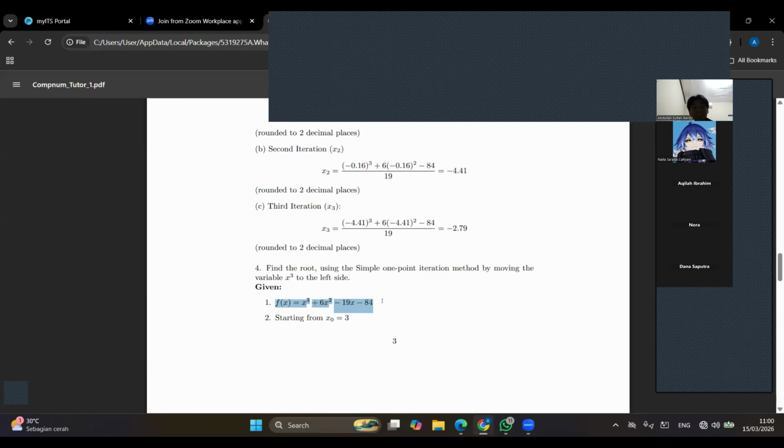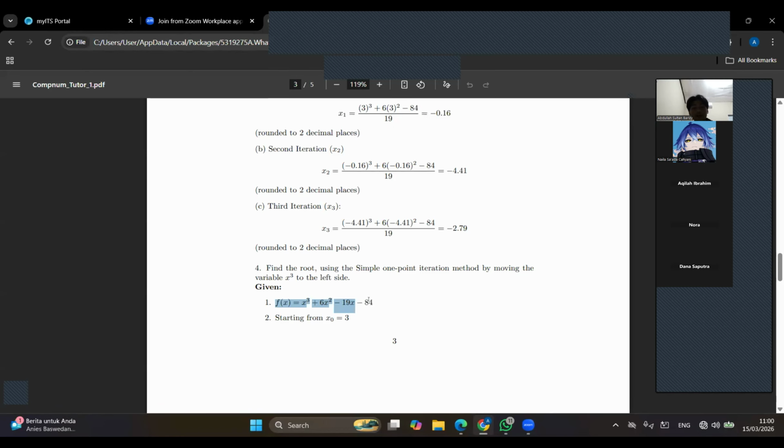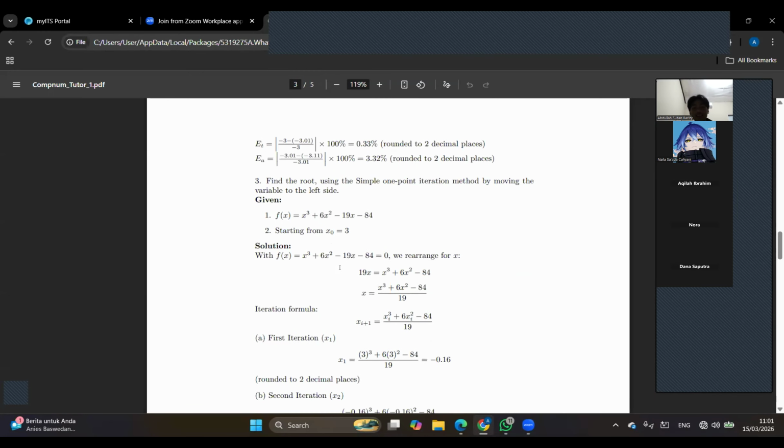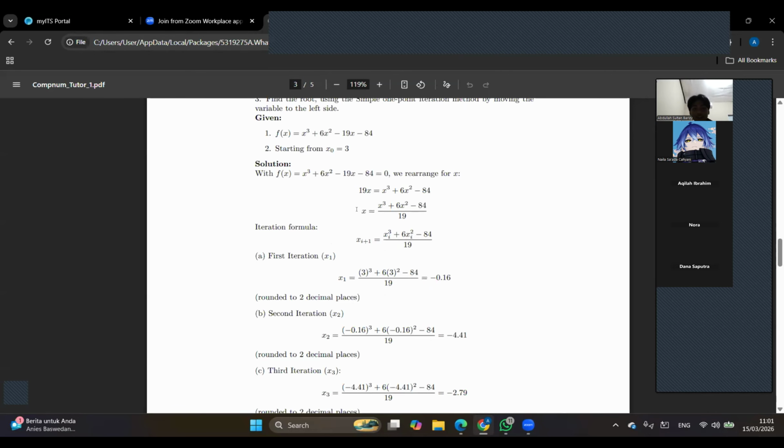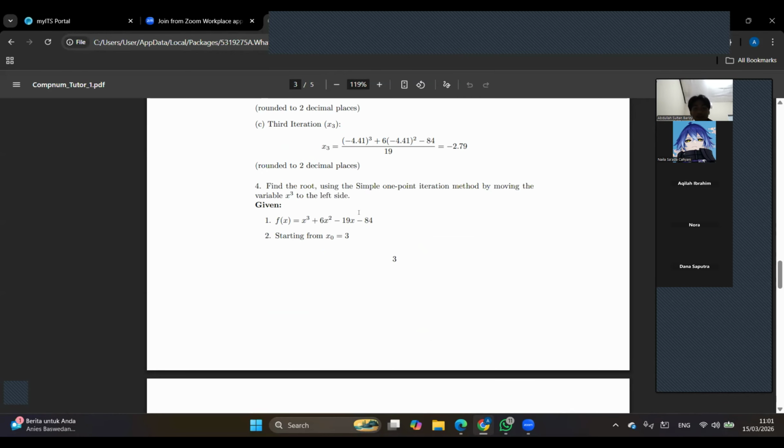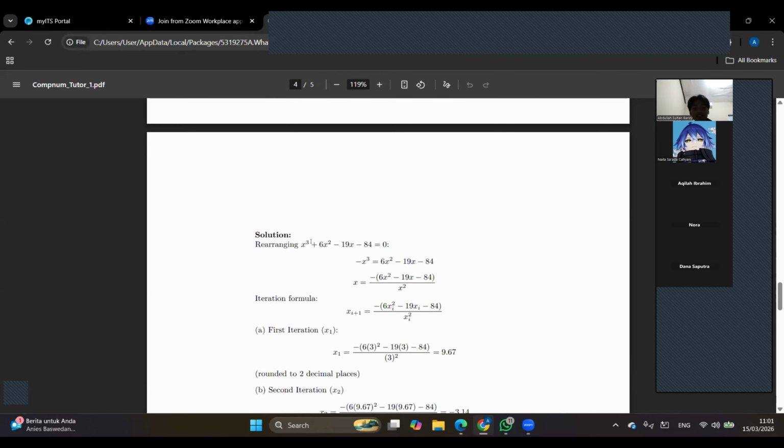Okay, we will continue because the function is still the same. But in this question, we move the x cubed to the left side, not the x. Like in the previous question, we moved the x, the one with the constant 19, to the left. But in this question, the fourth question, we will move the x cubed to the left and the other terms to the right side. So it's going to be like this.